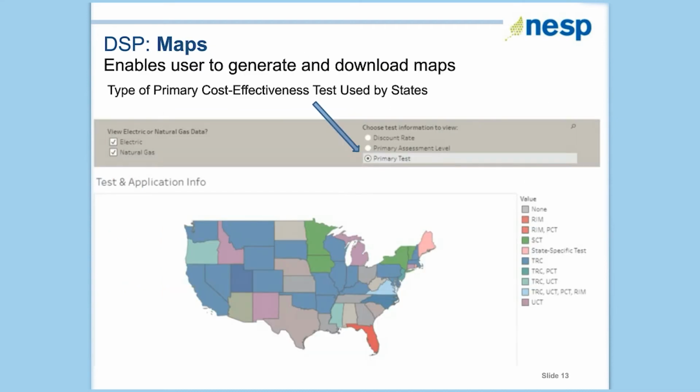So to find this in the DSP, you can either go to the Summary of States tab and click on each state that has the tests, or you can use the Maps tab, which will show you on a map which primary test is used by each state. In order to do this, select Primary Test at the top of the tab, and your map should appear. To sort by specific tests, you can go over to the legend and click on each test, and then it will show you which states use that test.